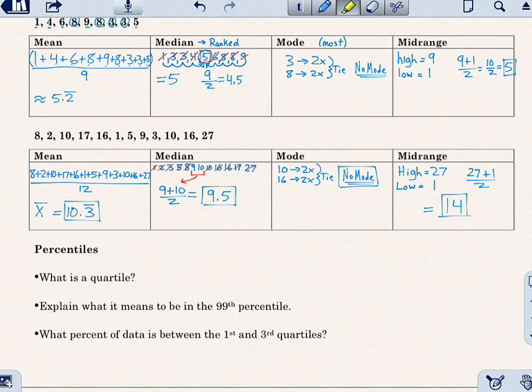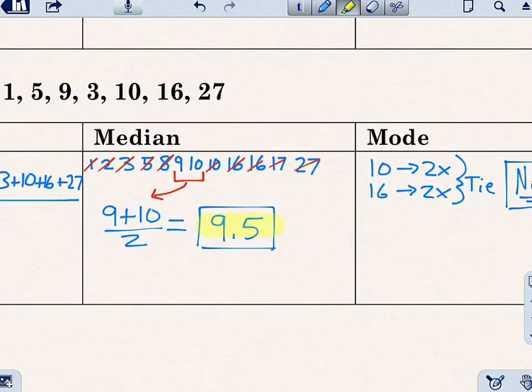All right, welcome back. So go ahead and take a look at your work here. You should have gotten 10.3 for the mean, 9.5 for the median, and notice how we dealt with, we had an even amount of numbers. That means in the middle we actually get two numbers, 9 and 10. And so what we want to do there is add them up and divide by 2, so we take the average of the two middle numbers to get 9.5. So that happens when we have an even number of pieces of data.